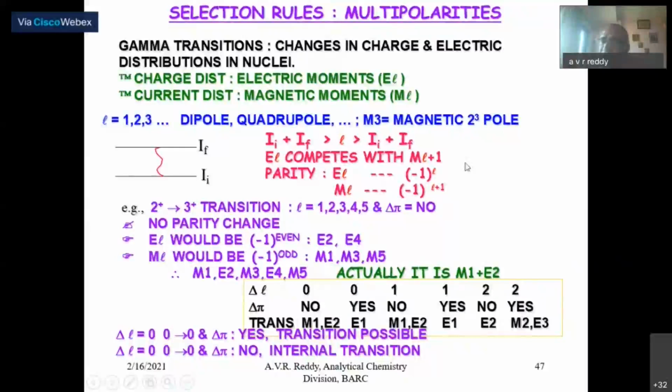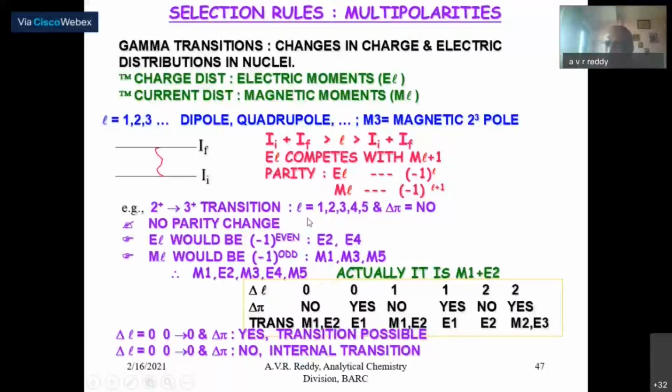And remember this: electric multipoles will compete with the magnetic multipoles of L plus 1. That means an electric multipole of L value equal to 1 will compete with the magnetic multipole of 2, M2. They have comparable probabilities, right? So parity for electric is minus 1 to the power of L, like we use in the shell model. Whereas for the magnetic component, minus 1 to the power of L plus 1 has to be used. For example, 2 plus to 3 plus is the change here. Okay, this is 2 plus and this is 3 plus.